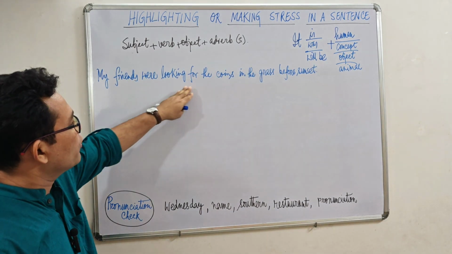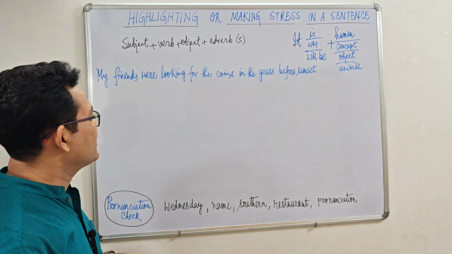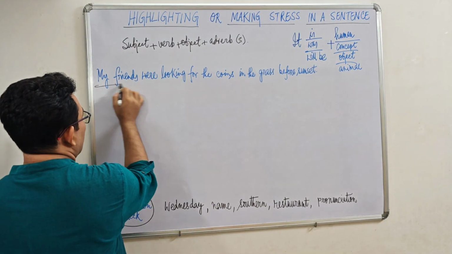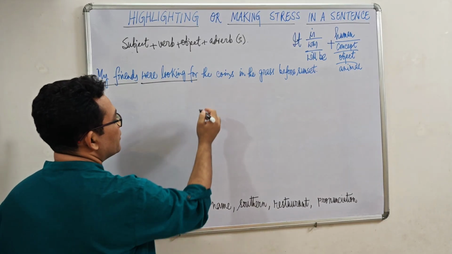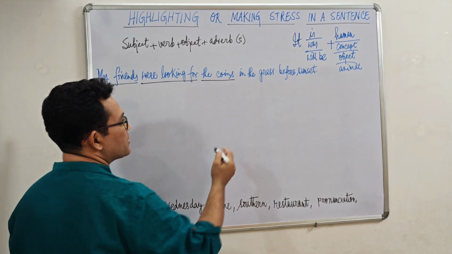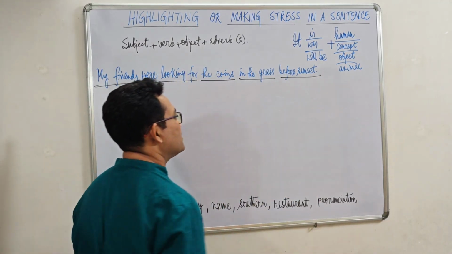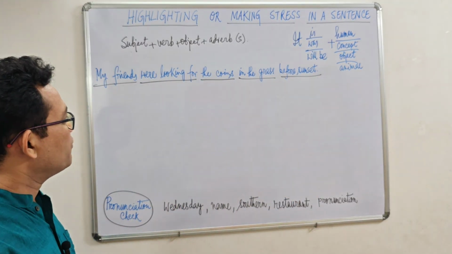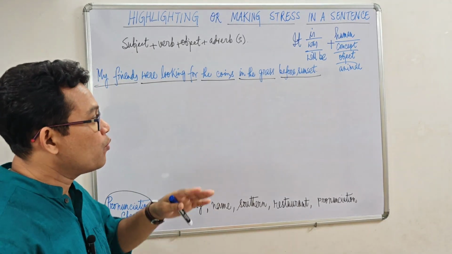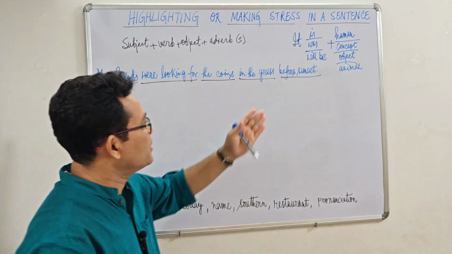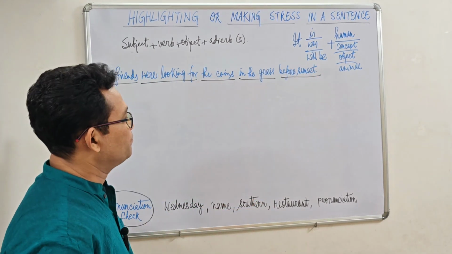My friends were looking for the coins in the grass before sunset. So if we analyze this sentence, we find: my friends, subject; were looking for, verb; the coins, object; in the grass, place adverb; and before sunset, time adverb. So if we want to highlight or stress all these components separately, we can rewrite the sentence using these patterns, or putting these patterns at the very beginning.